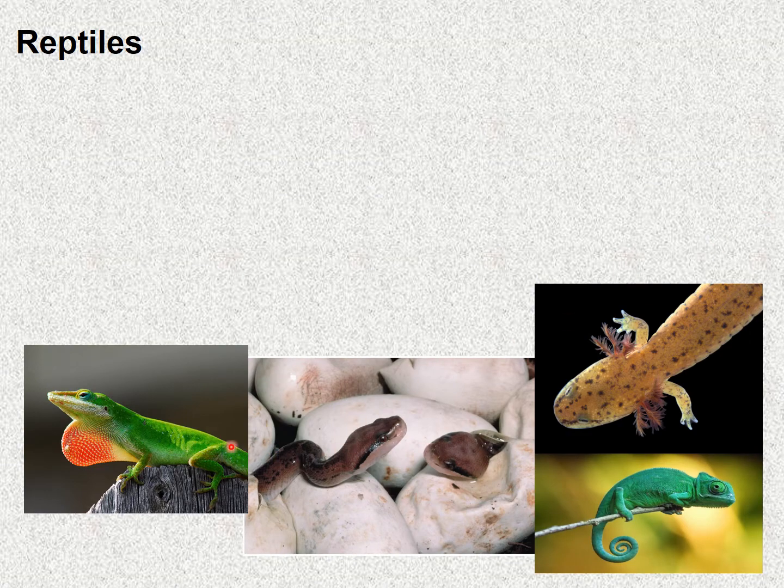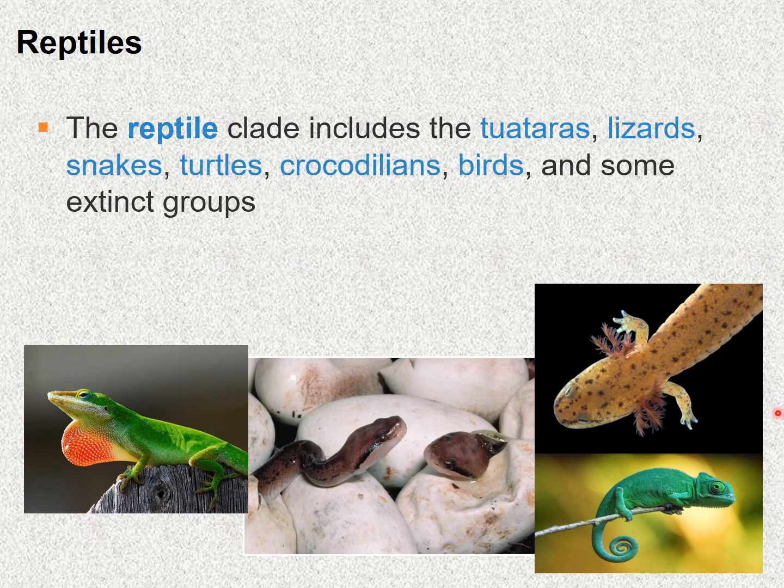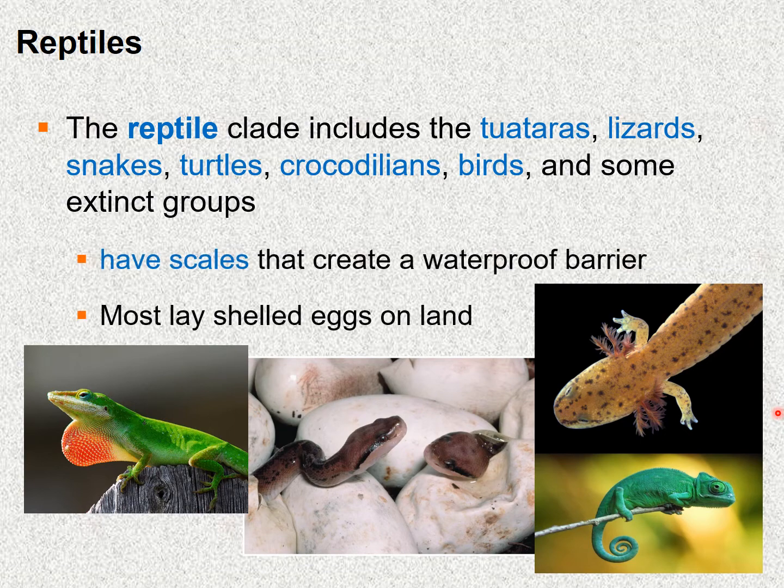So let's look at some of the reptiles. As you can see, there are some examples shown here. So the reptiles are a huge clade which includes the tuatras, the lizards, the snakes, the turtles, the crocodilians, and the birds, and some other extinct groups, as I mentioned when we looked at the phylogeny. Some of them have scales that create a waterproof barrier, but ultimately all of them have a skin that protects them from the environment. Most of them lay eggs which are shelled, and they lay them on land.